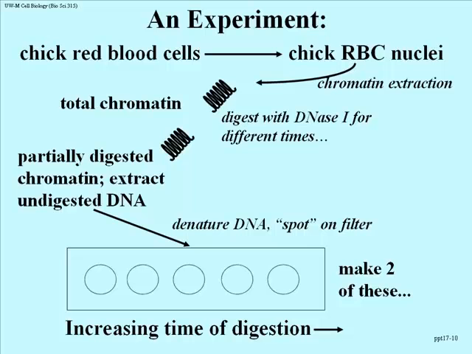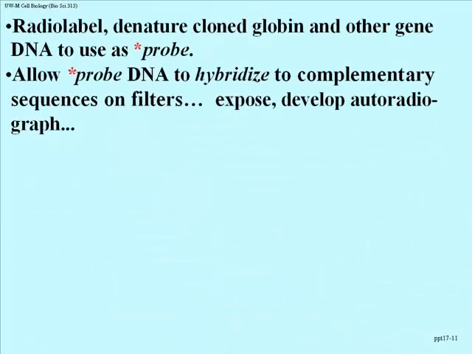On the far left, DNA from the least digested chromatin. You make a duplicate of this filter. So you have two of these filters, and you'll see why in just a moment. The next step requires a moment of explanation.